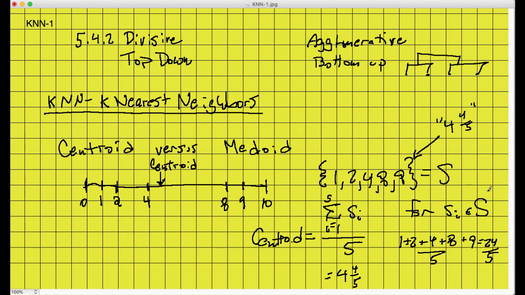But there are other people that feel that if we are going to pick a representative name for this cluster, it should be an element of the cluster. So we would actually look for which one of these things is closest to the centroid, and the answer is it would be this number 4. That is the medoid.